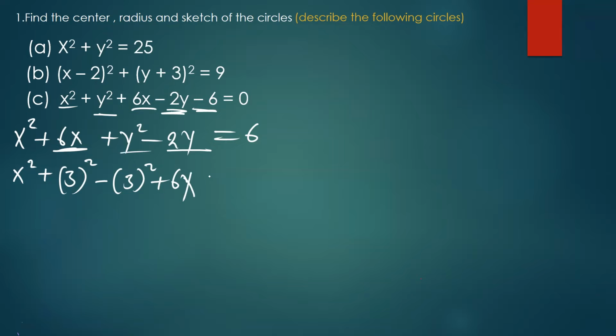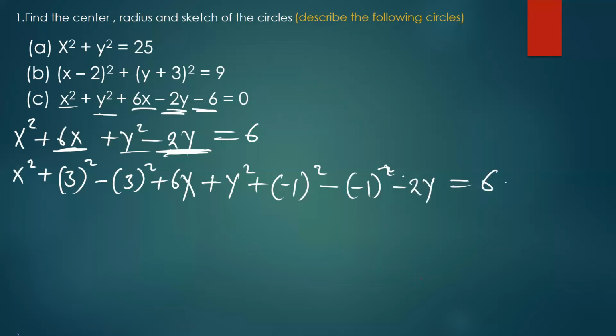So you're going to say plus y squared, then half of -2 will give you what? -1 squared. Then you subtract the same thing again, -1 squared. And then we write minus 2y. Then we say this is equal to 6.